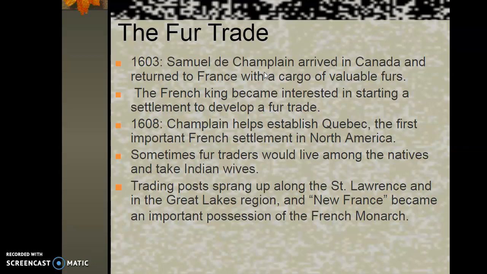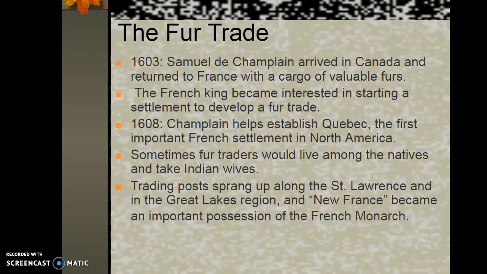So in 1603, Samuel de Champlain arrived in Canada and returned to France with a cargo of valuable furs. The French king became interested in starting a settlement to develop a fur trade because of the fact that fur was a very lucrative business. In 1608, Champlain helped establish Quebec, which was the first important French settlement in North America.